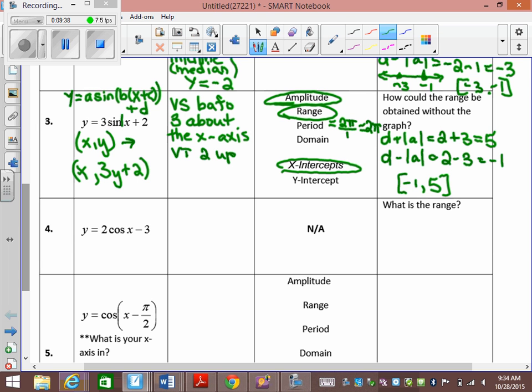Do your y-intercepts change? So let's pretend normally our sine graph has a y-intercept at 0, 0, right? If I plug 0, 0 into here, what happens? 0, comma, 3 times 0 plus 2, 0 and 2. Did it change? Yeah, it took my y-intercept at 0, 0 and moved it up 2. So yeah, my y-intercept changes too. So remember, if it's asking you if something changed, you can always put the original y equals sine x into your calculator and compare it to the new one as well, right?